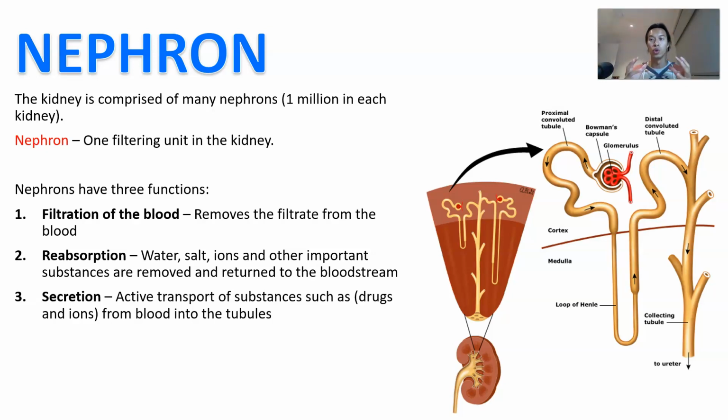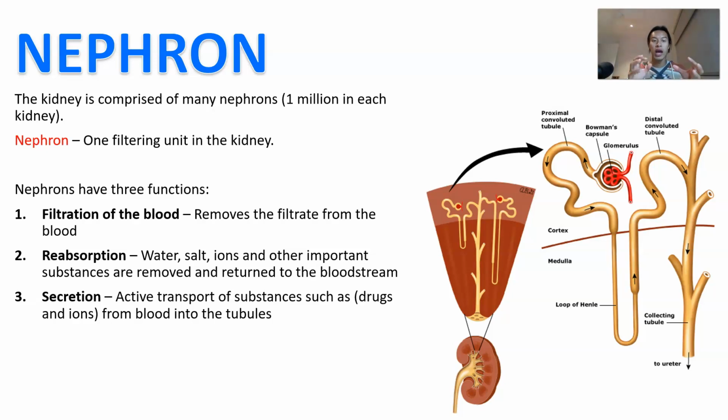So the pyramid is full of nephrons, and each nephron does 3 things. It's going to filter the blood and remove the filtrate from the blood. It's going to reabsorb any water, salt, ions, and other important substances that got lost along the way.